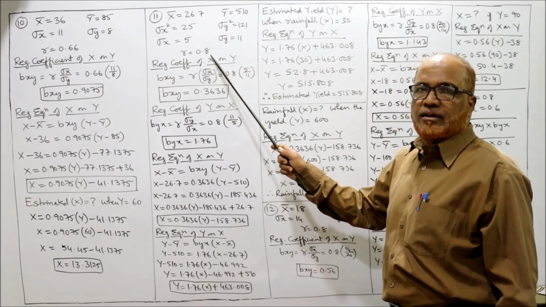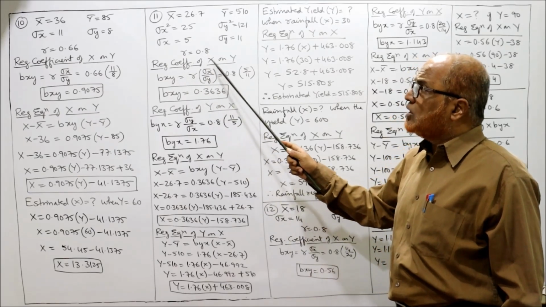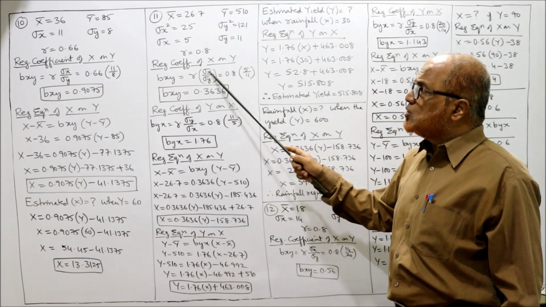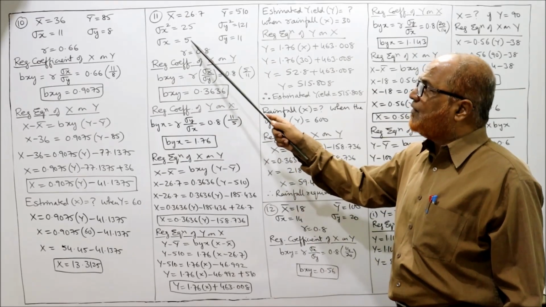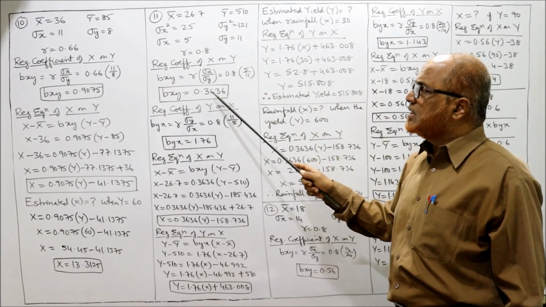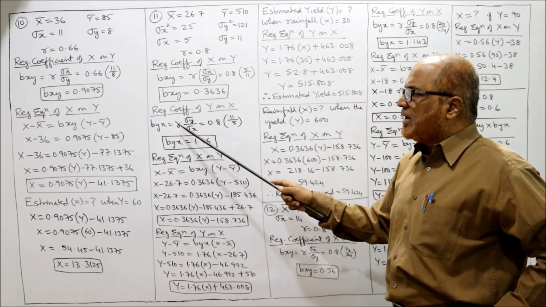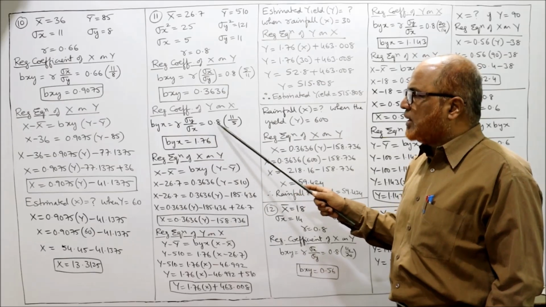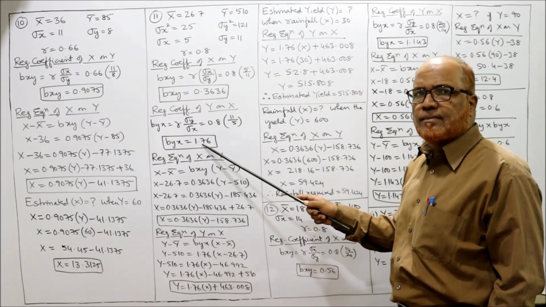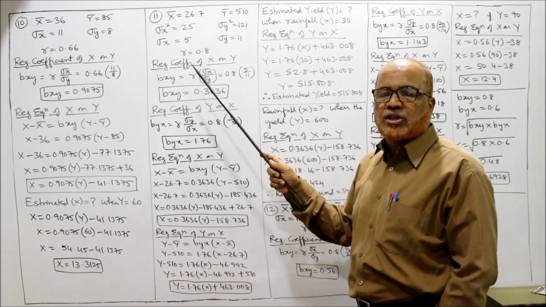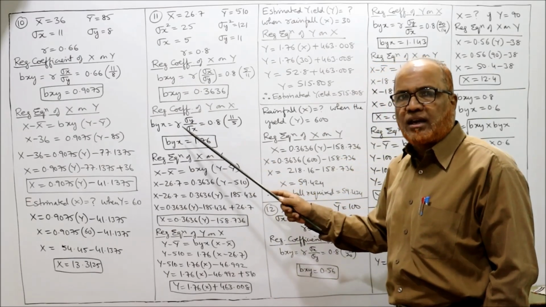Now r is equal to 0.8. Regression coefficient of x on y: bxy equals r into sigma x by sigma y, 0.8 into 5 divided by 11, 0.3636. bxy we got. Regression coefficient of y on x: byx equals r into sigma y by sigma x, 0.8 into 11 by 5, 1.76. So we got regression coefficients of x on y and y on x.